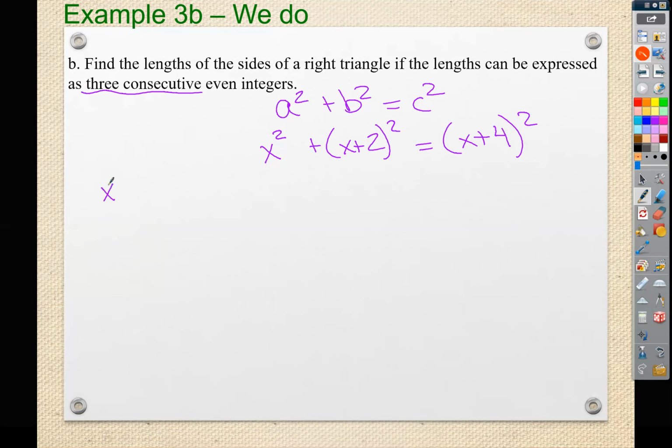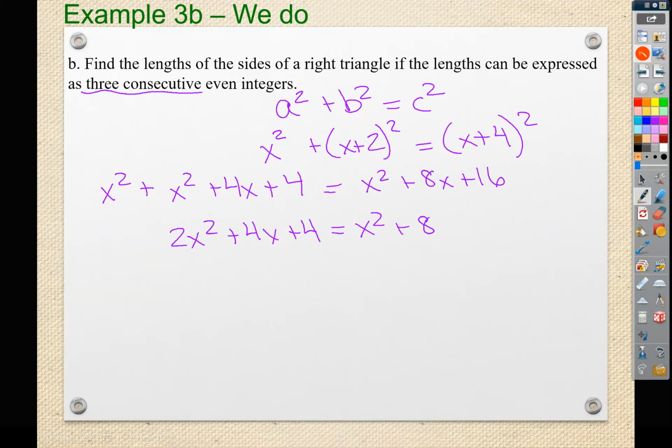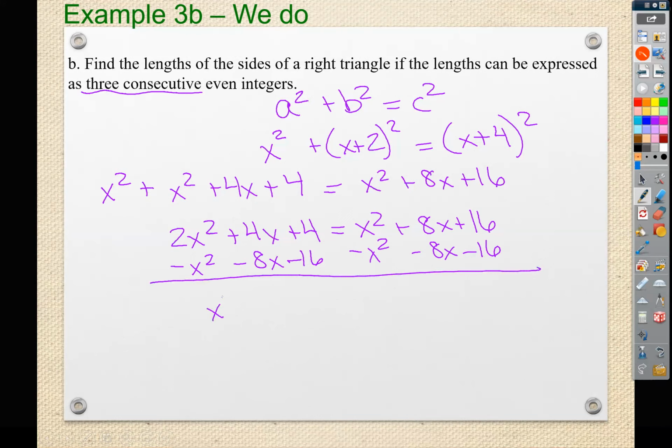If I work this out, I would get x squared plus (x plus 2) squared, which is x squared plus 4x plus 4. And then (x plus 4) squared would be x squared plus 8x plus 16. Now I'm going to combine like terms. Since I have a quadratic term, I'm going to move everything over to the left side. So I'm going to subtract that x squared, subtract the 8x, and subtract the 16. When I do that, I get x squared minus 4x minus 12 equals 0.